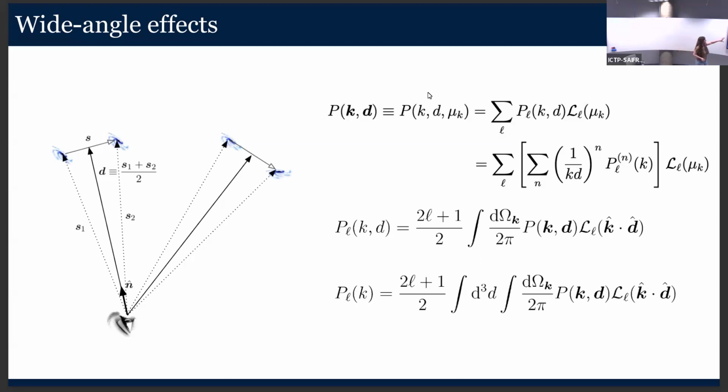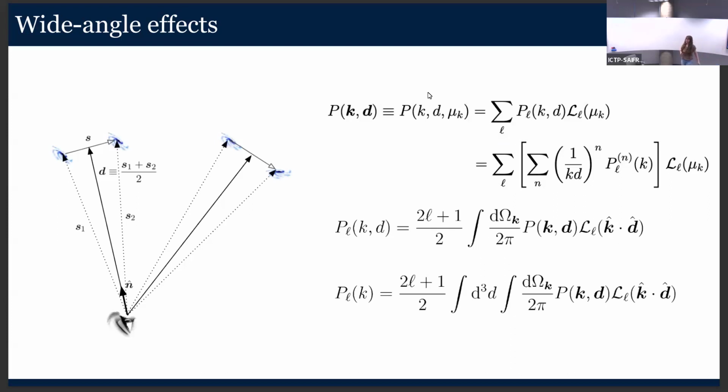So these will break the statistical homogeneous isotropy of your observations. And the way to quantify that is by looking into how your summary statistics, like the power spectrum or the bispectrum, are decomposed according to some basis, which I'm choosing here to be the Legendre polynomials. So you can look at the dependence of these statistics with your line of sight.